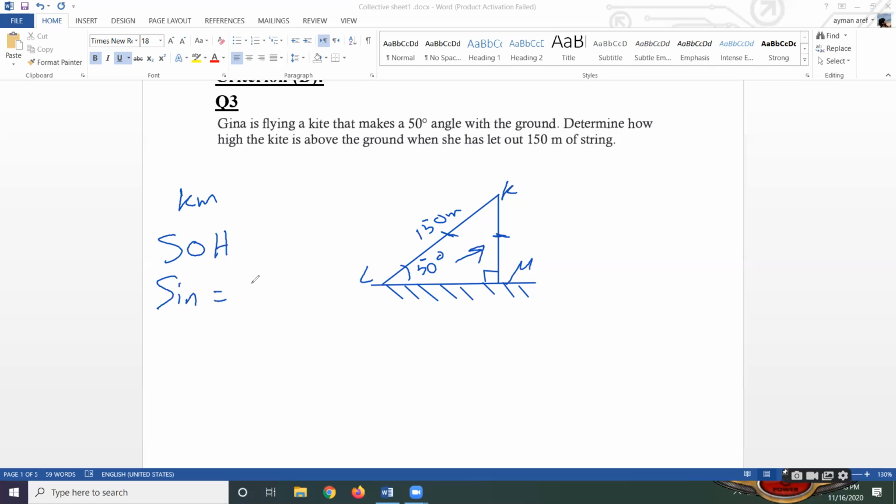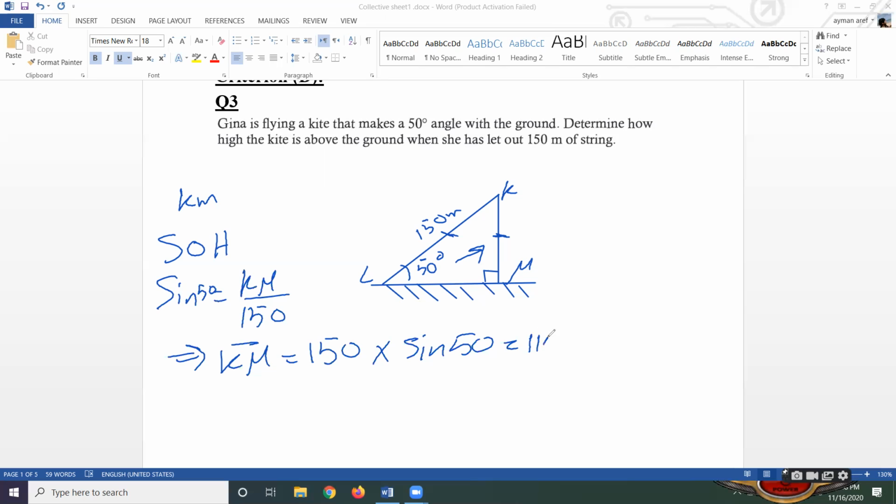Which rule will link the opposite, KM, and the hypotenuse? Sine equals opposite over hypotenuse, which is KM over 150, and this is sine 50, right? Then to find KM, the length of KM equals 150 times sine 50. And this is really so easy. I like this question, by the way. This will be 150 times sine 50, which is 114.9 meters. Then the height will be 114.9 meters from the ground. And this is the final answer for this question.